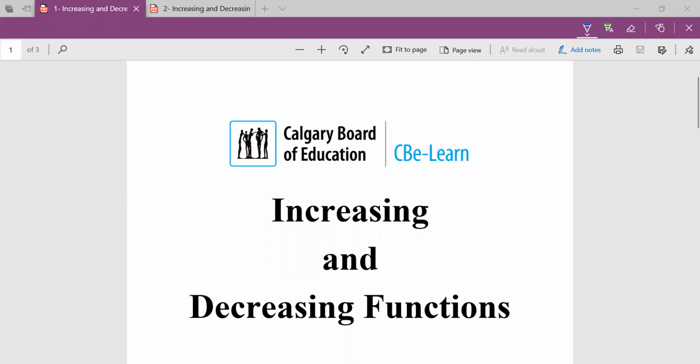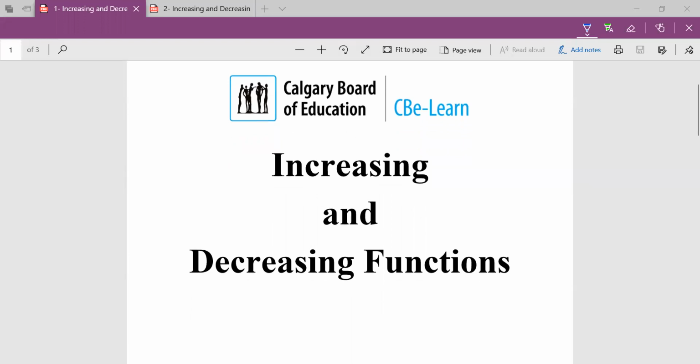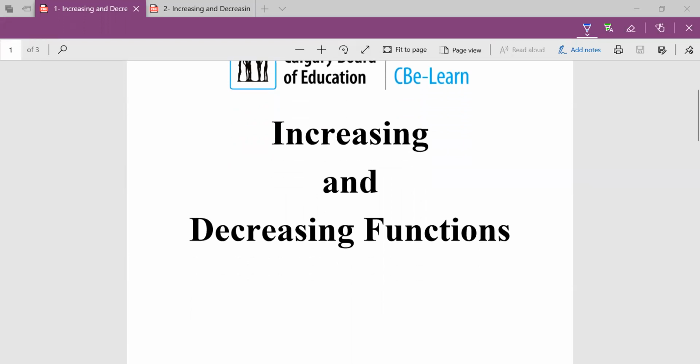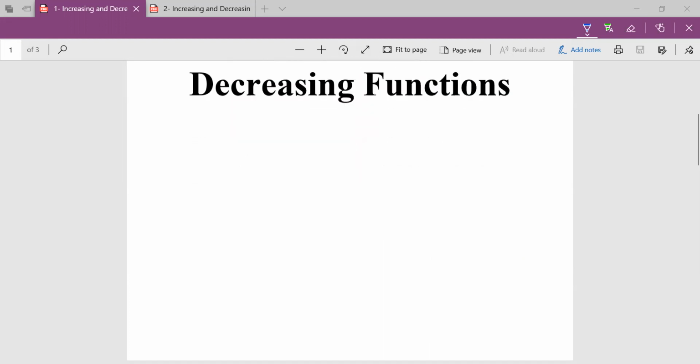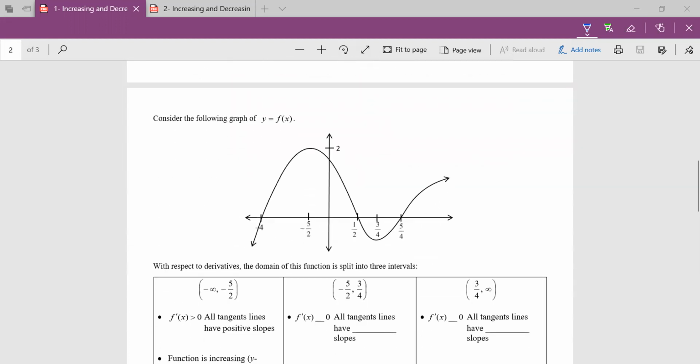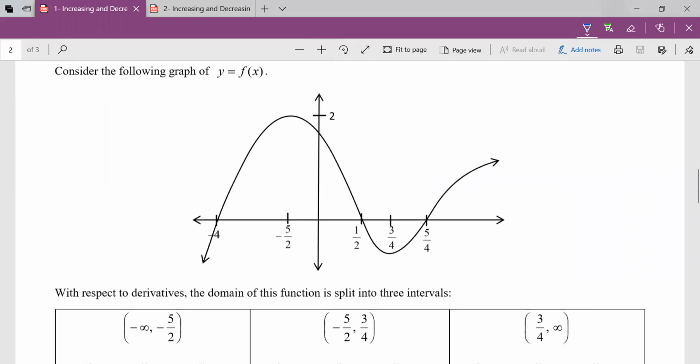Hey friends, what we're going to look at in this lesson is increasing and decreasing functions. And in this one, more specifically, we're just going to look at it visually. And then in the next lesson, what we'll look at is how to maybe algebraically figure out if something's increasing or decreasing. But for now, let's just stick to what this looks like visually.